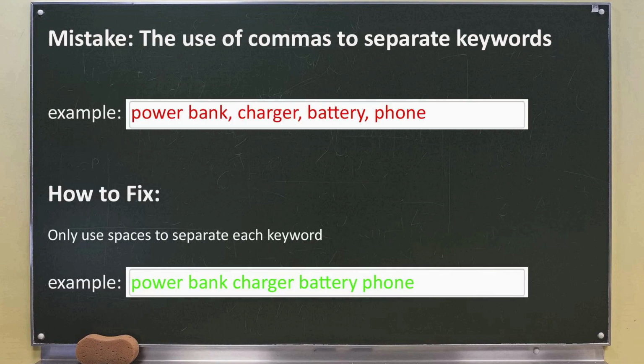Another common mistake I see sellers make is the use of commas to separate each keyword, which uses up valuable characters. The fix: only use spaces to separate each keyword, as spaces do not count against your character limit.